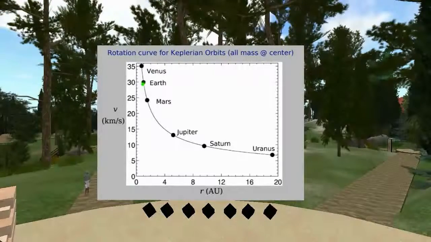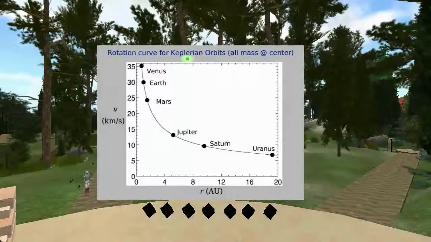Now these are called Keplerian orbits. Why? Because they obey Kepler's laws. Keplerian orbits is jargon for orbits that follow this rotation curve. And when do you get this rotation curve? When all of the mass is right at the center, which is very close to true in our solar system.